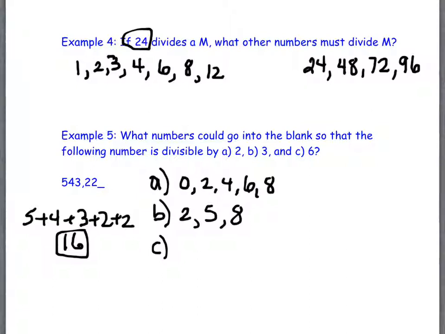The numbers that these two lists have that are the same or have in common. So what do you see that they have in common? 2 and 8. So either of those numbers in that blank will have the number be divisible by 6. And we talked about last time, if it's divisible by 6, it's divisible by 2 and 3. And if it's divisible by 2 and 3, it's divisible by 6.